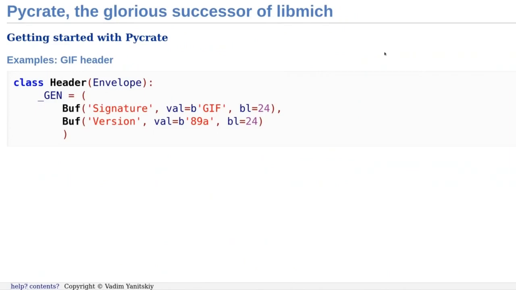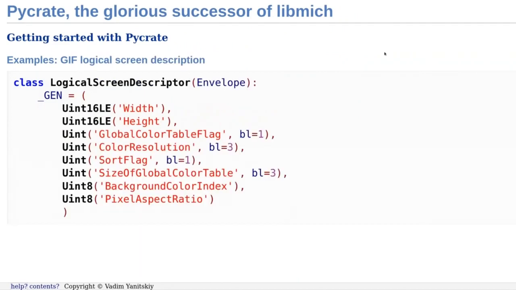This is where you specify the length in bits. That means that the buffer is fixed, and there is a fixed length, and it should be of that size. And here is a bit more complicated example.